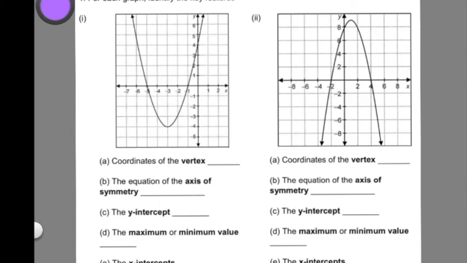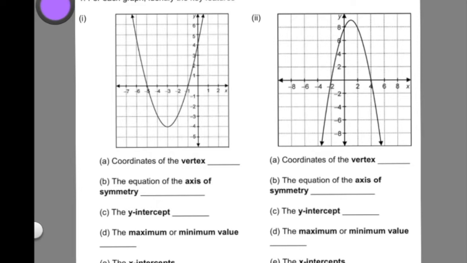Good morning. I want to go through the answers to the Show What You Know questions from last week. So hopefully this works. All right, so for the first, it says for each graph, identify the key features. I've brought them up here on my screen so I can go through them with you.